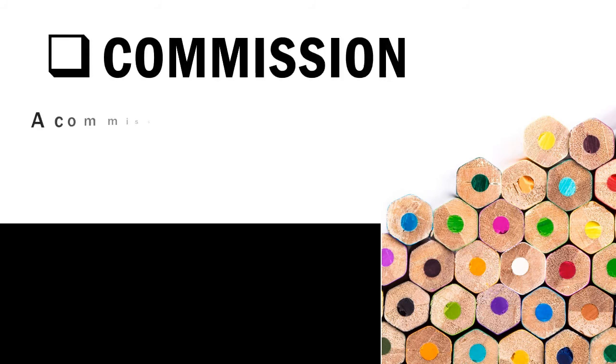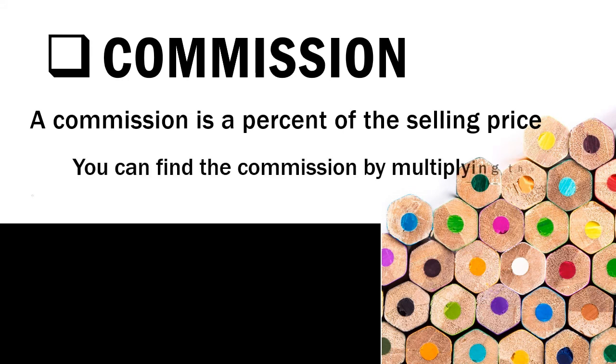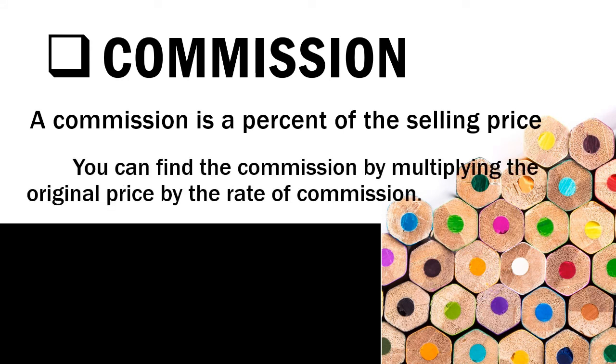Let's move on to another problem. Instead of a salary or wages, a sales agent receives a percent of what he or she sells. This is known as commission. A commission is a percent of the selling price. To find the commission, we multiply the original price by the rate of commission.